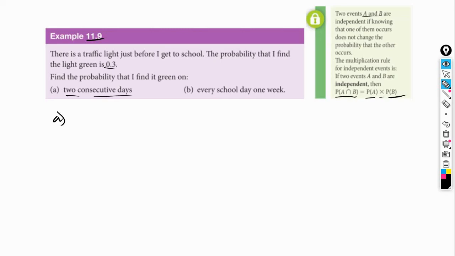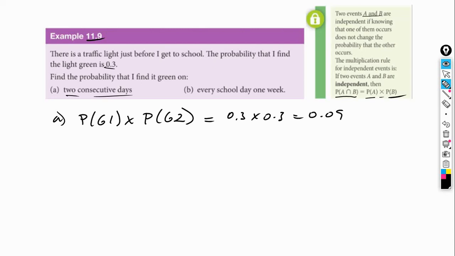So for letter A, finding it green 2 consecutive days is the same as saying the probability that we find it green on day 1 times the probability that we find it green on day 2. So this is going to be 0.3 times 0.3, and this is 0.09. For letter B, it says every school day of 1 week. So that means 5 times in a row. So it would be the same as saying 0.3 to the 5, and this is equal to 0.00243.